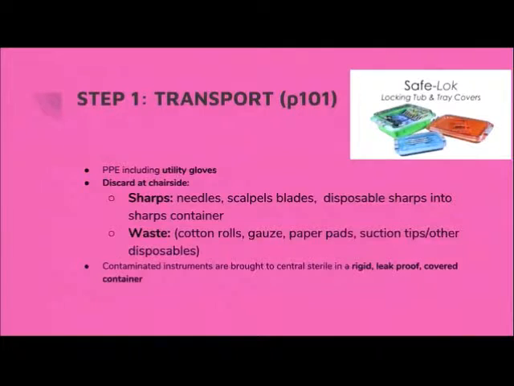So, step 1, transport. You've got to do this with utility gloves on, and you need to take your instruments in a leak-proof container that has a cover on it. And I used to do a little demonstration of this. Walking along, all of a sudden you trip. You get a face full of instruments unless you have a cover on them. So the cover is there to protect you. This is a work practice control, something that we do to keep ourselves safe. At the chair side, you should be discarding all your sharps and all of your waste.